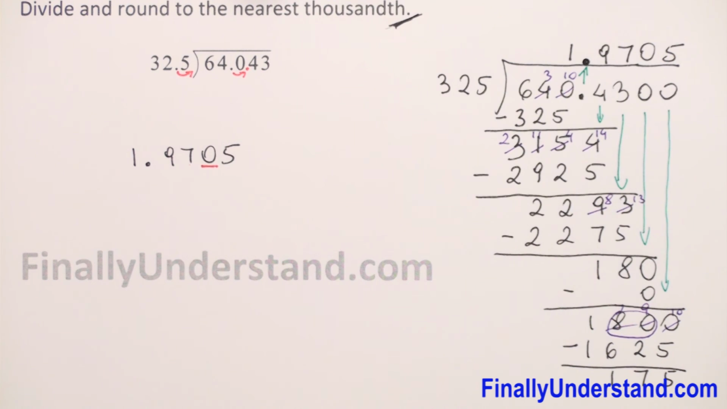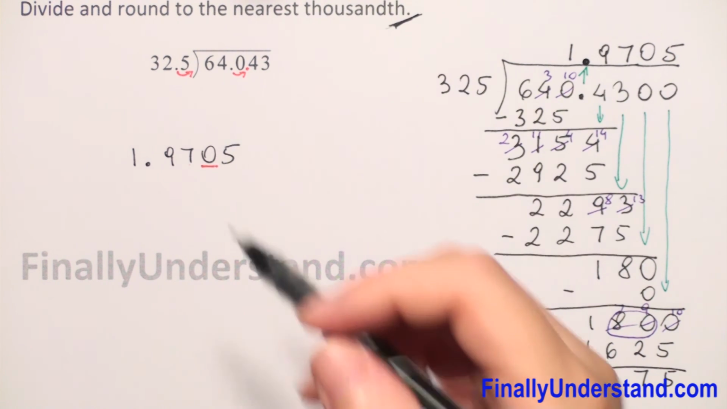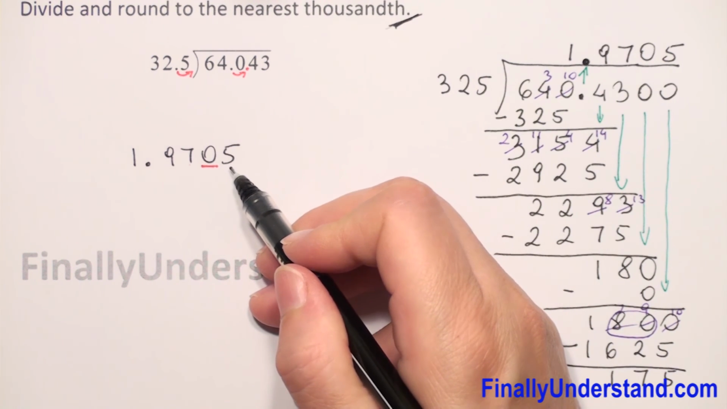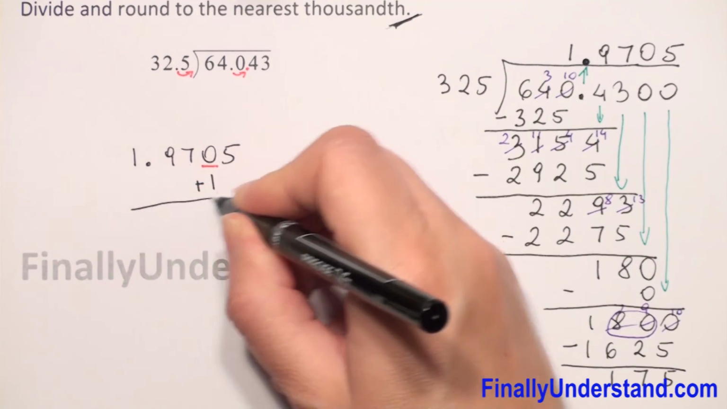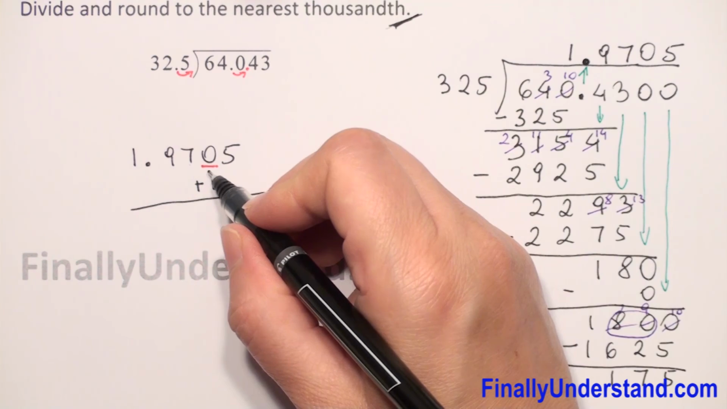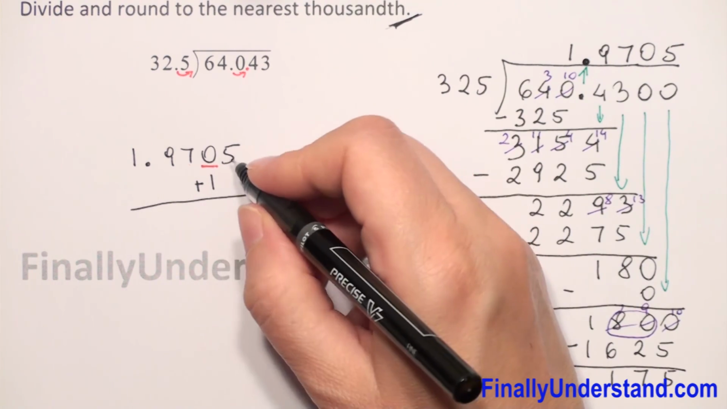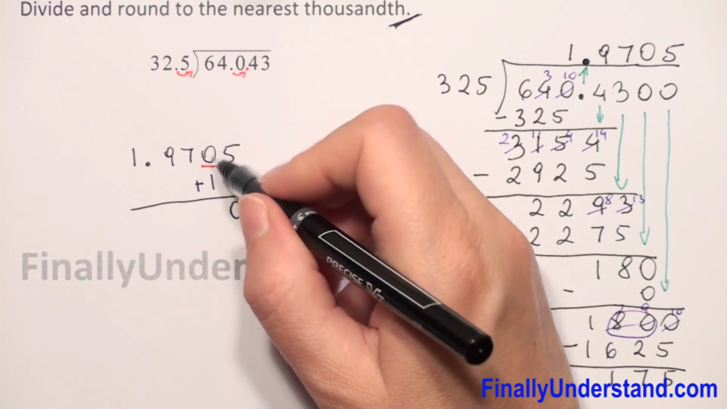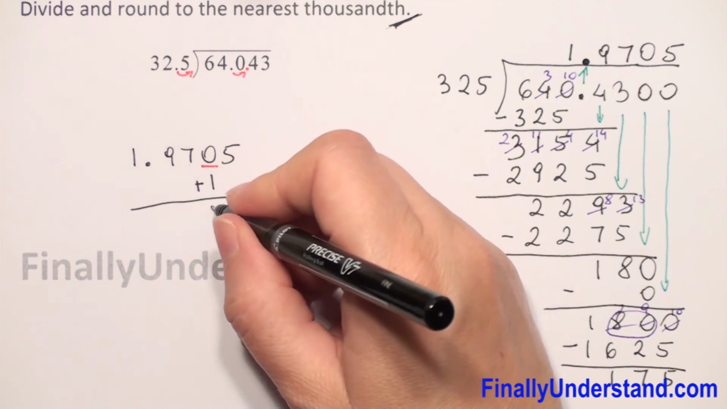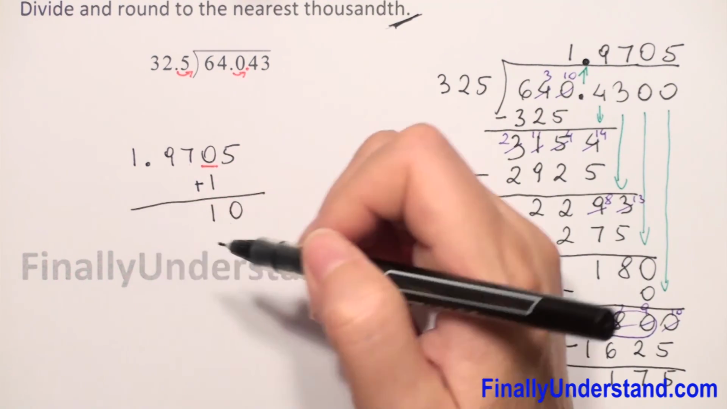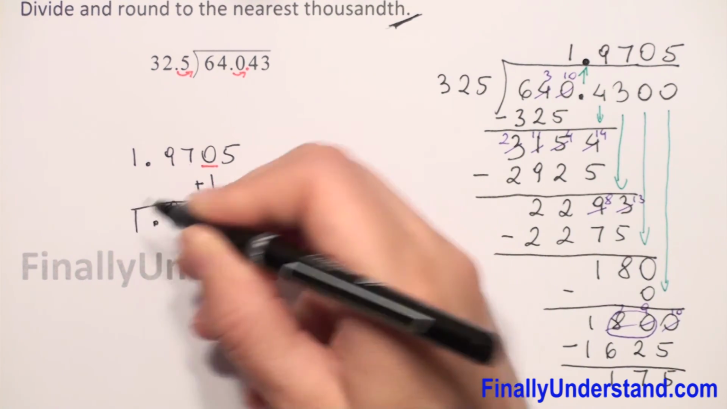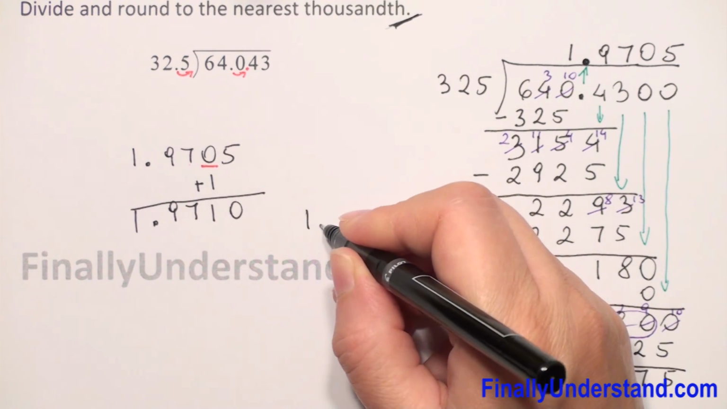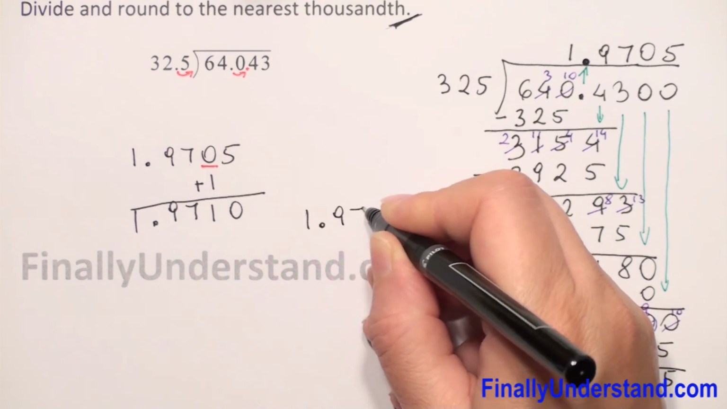We have to check that the digit after our underlined digit is 5. When we have the number 5 or greater than 5, what do we have to do? We have to add 1 to our underlined digit. What else? Whatever we have after our underlined digit, we have to change to 0. So 5 we change to 0. And we have to add 0 plus 1 is 1, and whatever we have before our underlined digit we just have to rewrite. So we got our solution 1.971.